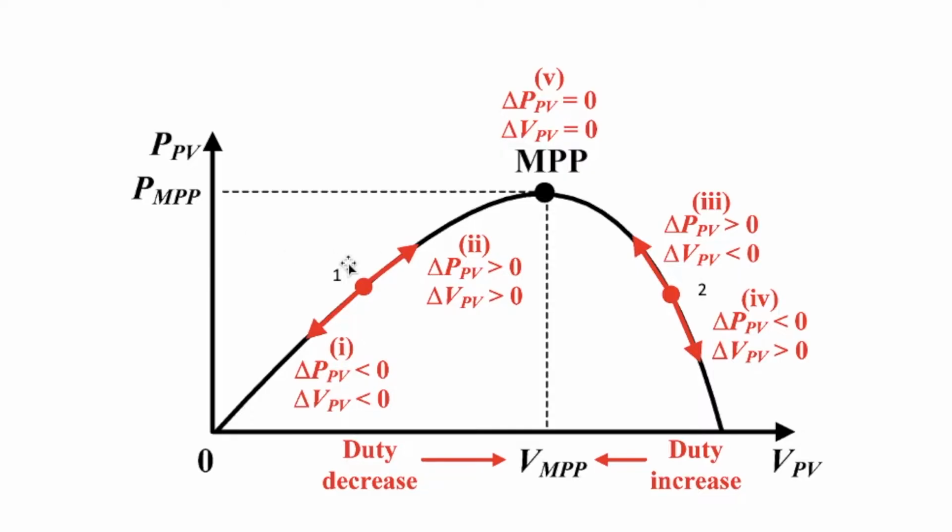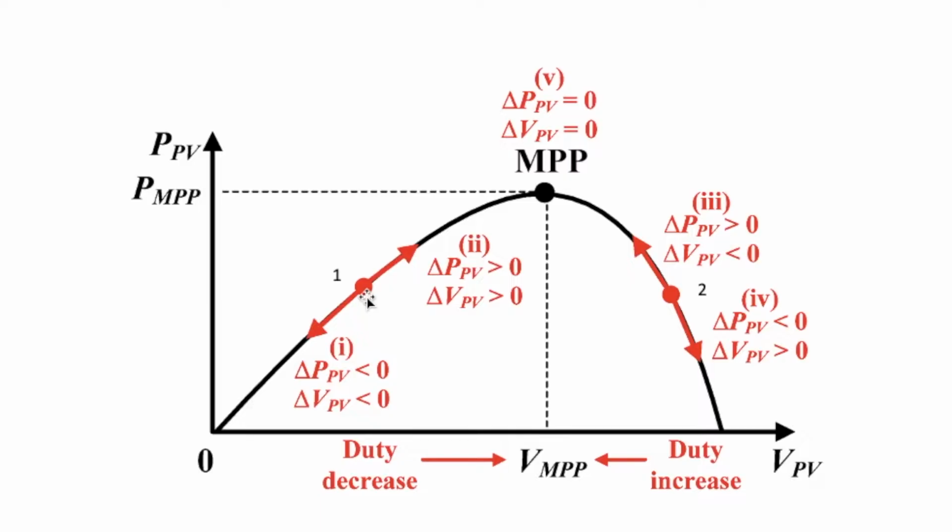As you can see, say for instance it moves from point 1 to this point here, it basically goes down. So the power would be decreasing, the voltage would also be decreasing. If this is the case, we would actually want to move towards the maximum power point. For that to happen, we must increase the power, and this can be done by increasing the voltage.